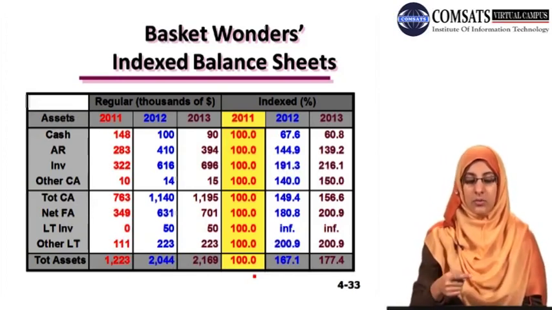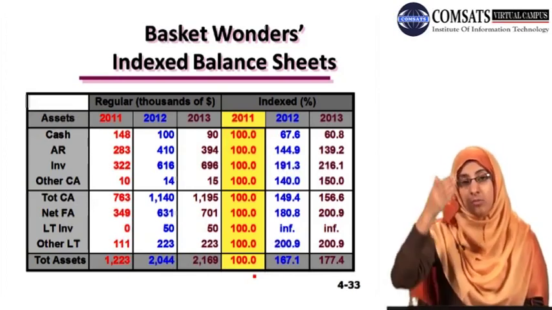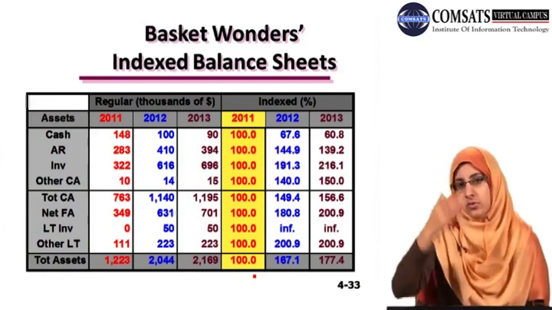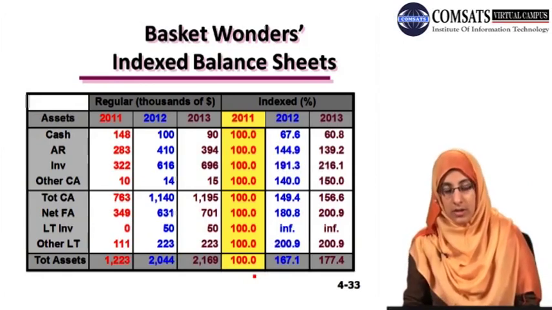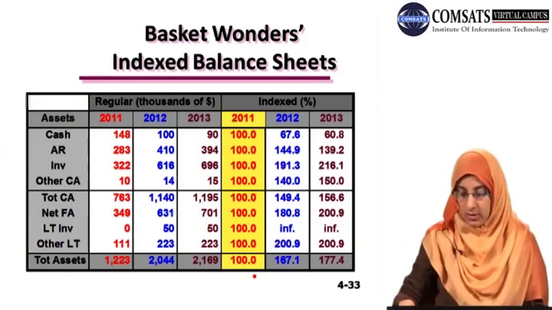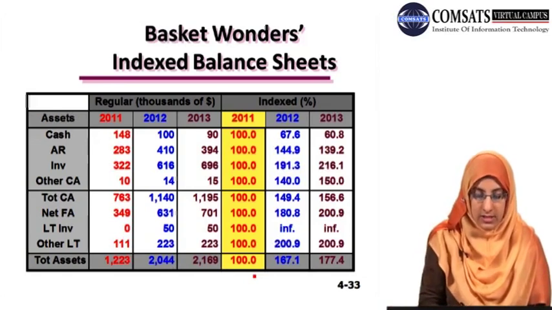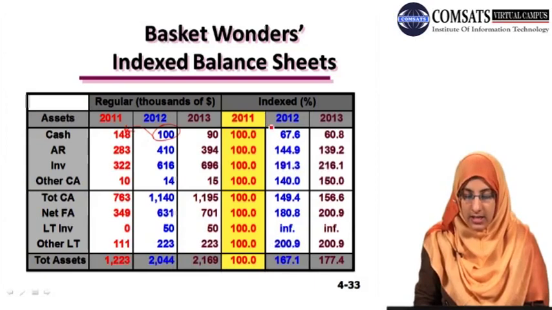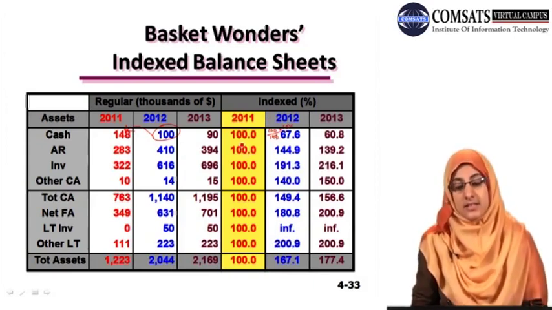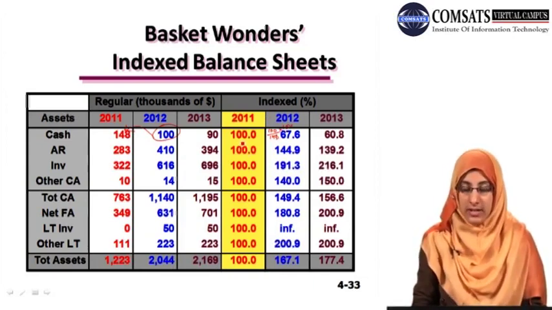सिमिलरली 283 डिवाइडेड बाय 283 into 100. ये तो हो गया 2011, एंड मोस्ट ऑफ द टाइम जब भी आप बेस ईयर की जो भी वैल्यू लेते हो उसकी सारी वैल्यूज 100% होती हैं. Now when we move on to 2012, if you look at the value of 2012 for cash, it is $100,000. इस $100,000 को आप बेस ईयर की कैश से डिवाइड करेंगे, दैट इज, 100 डिवाइडेड बाय 148 into 100 करेंगे तो हमारे पास आंसर आता है 67.6%. All the values are in percentage.